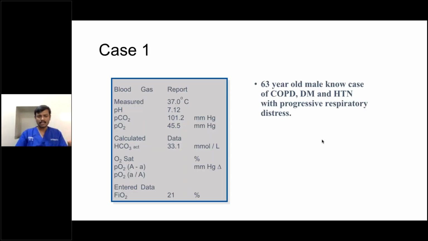So this is the ABG. Usually you see we have taken the values pH, PaCO2, PO2, the three most important values, and bicarbonate, a calculated value. With these 4 values, the history is a 63-year-old male, known case of COPD, diabetic, hypertensive, with progressive respiratory distress. By looking at the history, we know it's a case of COPD, which means most of the time we are able to identify a respiratory problem in the ABG. There may be a possible metabolic problem, but most commonly we have to identify a respiratory problem in this patient.